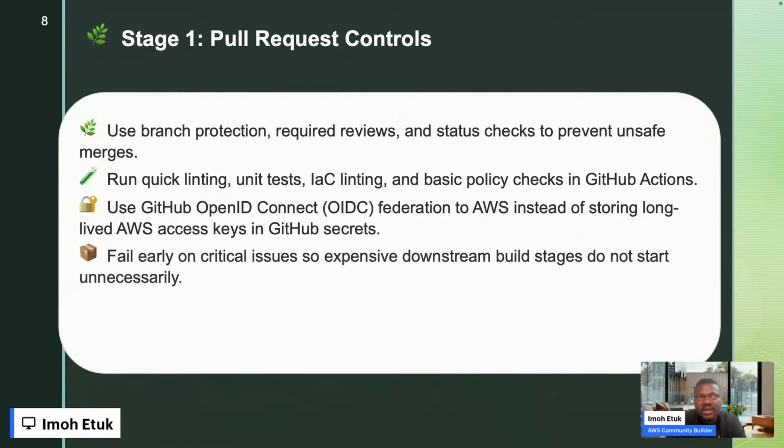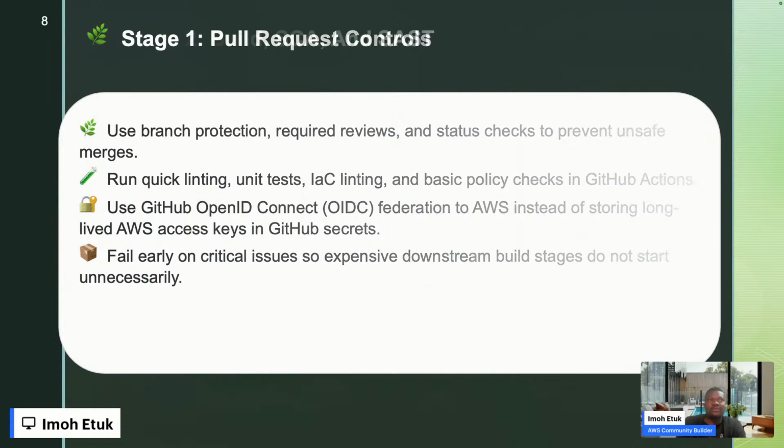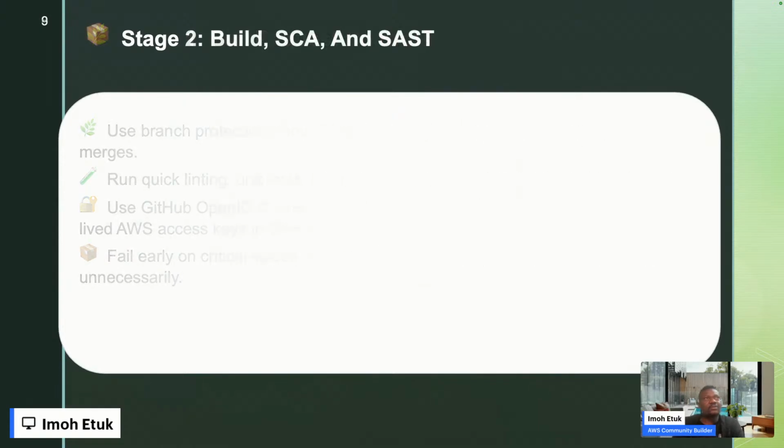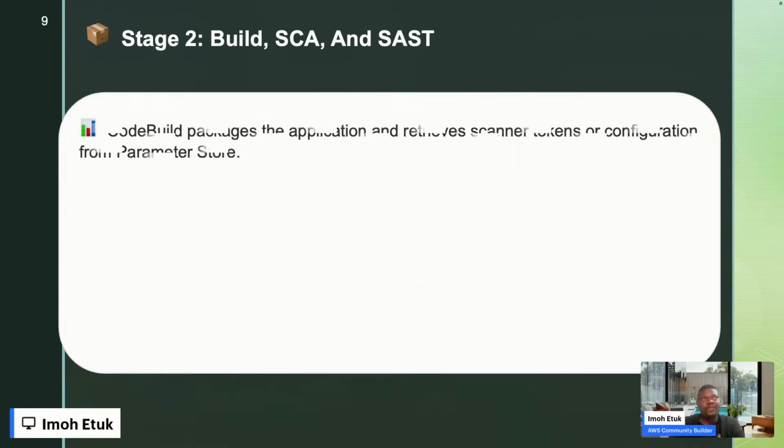Fail early on critical issues, so expensive downstream build stages do not start unnecessarily. It's best to fail early, before you wrap yourself in trouble. So we go to stage two, where we run SCA and then SAST.